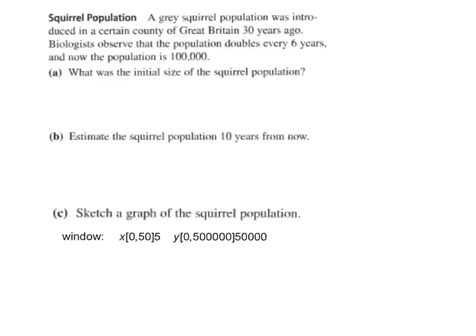This one's about squirrels. A gray squirrel population was introduced in a certain county of Great Britain 30 years ago. Biologists observed that the population doubles every 6 years, and now the population is 100,000. So let's write down all the information that we have. It's 30 years have passed. It doubles every 6 years, so a is 6. And we have a final population, n of t is 100,000. What we don't have is n naught, the starting population.